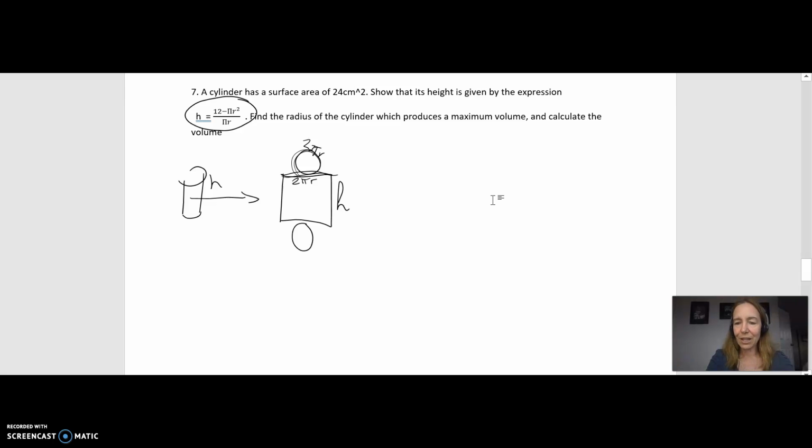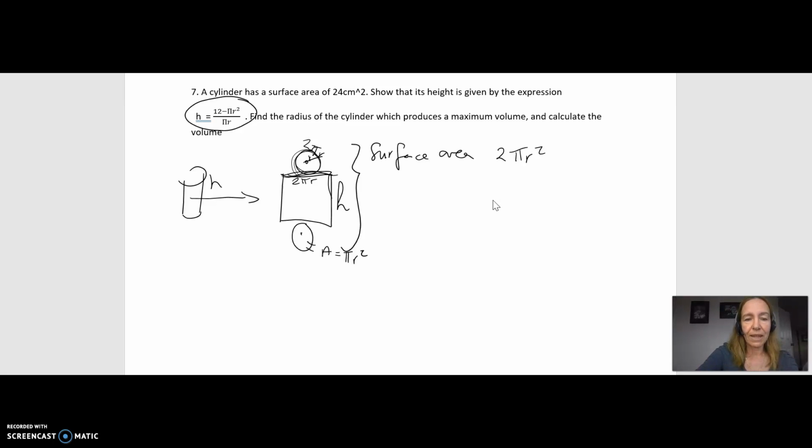Okay. So we know that the surface area of this item is going to be the area of each of my circles. We've got a radius of r. So there's 2 equivalent circles, so 2 times pi times r squared. Area of a circle is pi r squared. Hopefully you remember that. An area of this rectangle over here is the base times the height. So it's 2 pi r times the height.